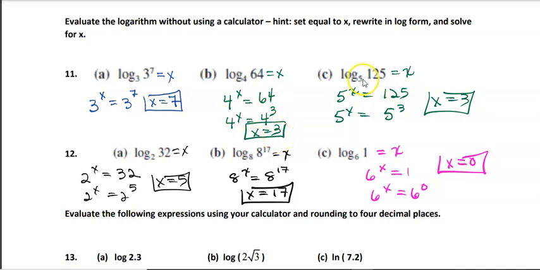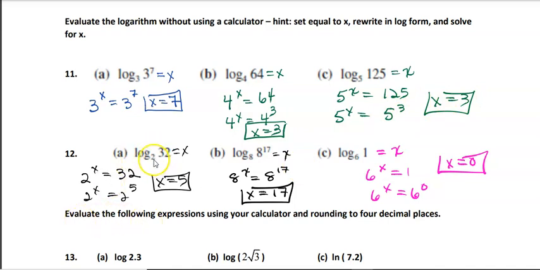Okay, start converting. Logs equal exponents. So 5 to the x equals 125. We're not done because we have to solve for the x. Change your 125 to 5 to the power 3. Set your powers equal because you have unique base, and you're going to get x equals 3.